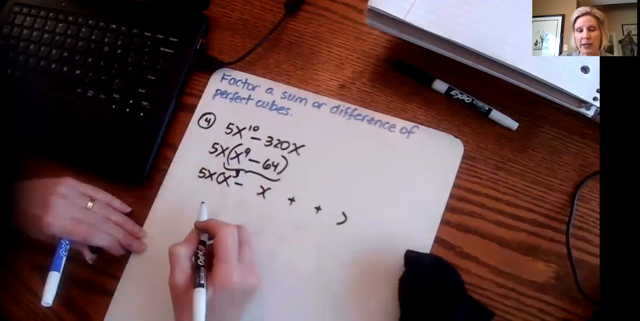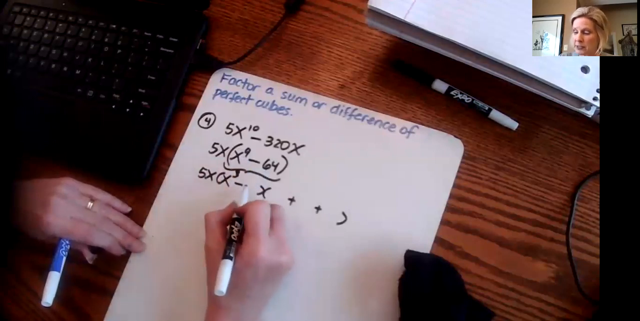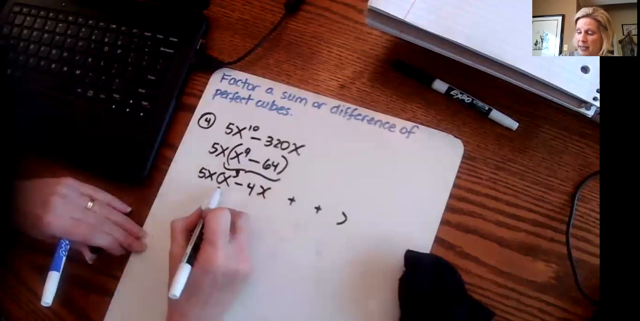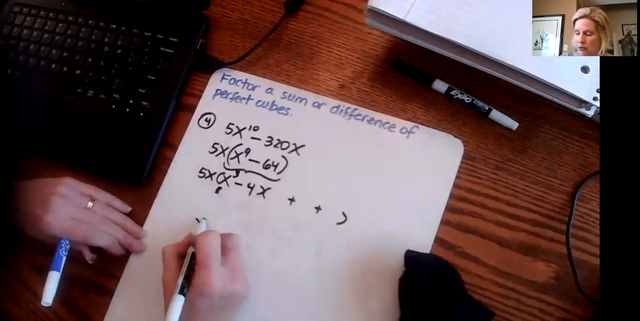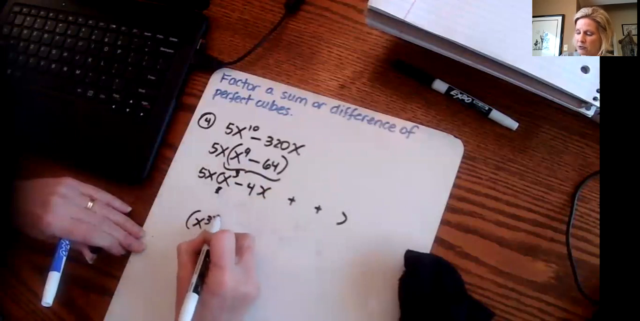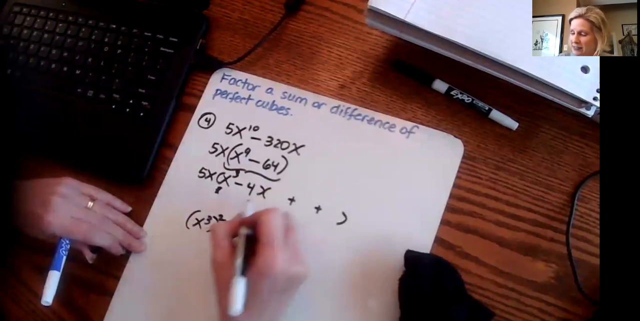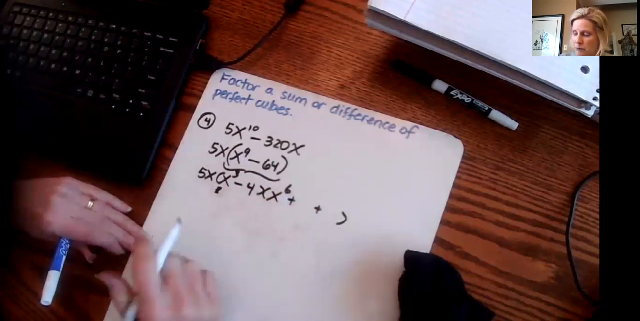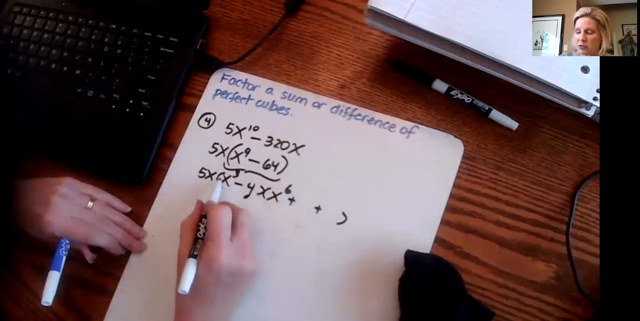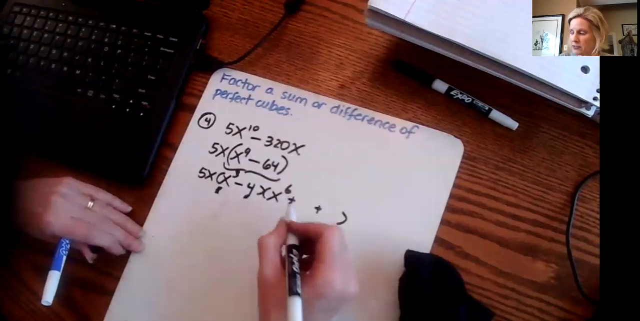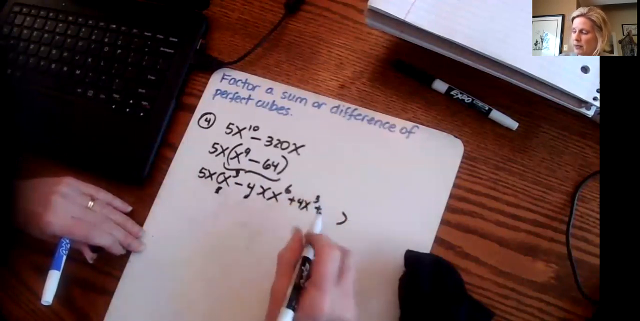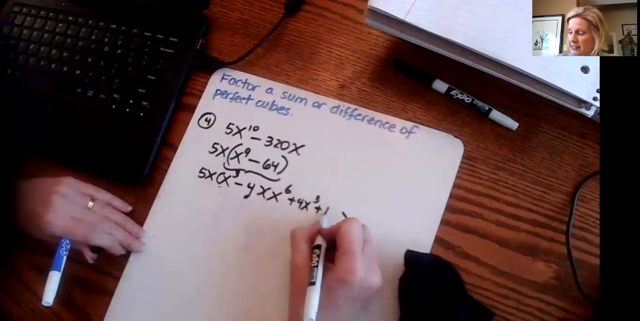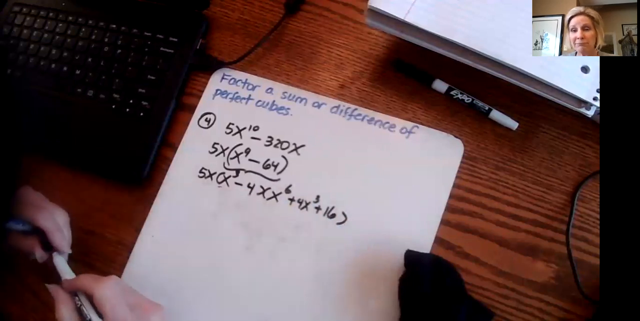All right, so what is the cube root of x to the 9th? Divide the 9 by 3 and get 3. And we said the cube root of 64 is 4, okay? Now on the first spot, I need to square x to the 3rd. What is x to the 3rd squared? X to the 6th. In the middle spot, I need to say first times second. So x cubed times 4, 4x cubed. In the last spot, I need to square the 4, 16. And I'm done. That's it.